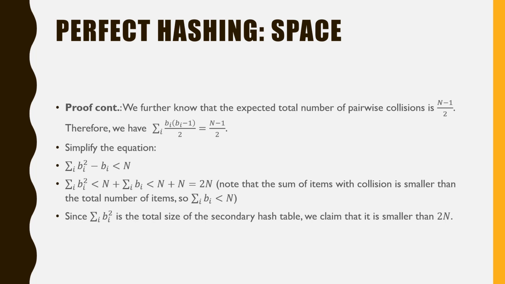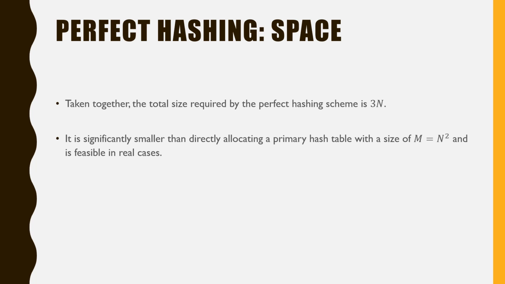Recall that bi squared corresponds to the size of the secondary hash tables. The sum of them thus corresponds to the total space allocated for all secondary hash tables. And from the equation, we know that the total size of all secondary hash tables is smaller than 2n. Taken together, we see that the total space requirement for perfect hashing is 3n, including both the primary and secondary hash tables. This bound is significantly smaller than a naive way of allocating quadratic space for the primary hash table. And it explains why we need the more sophisticated two-tier hashing scheme.